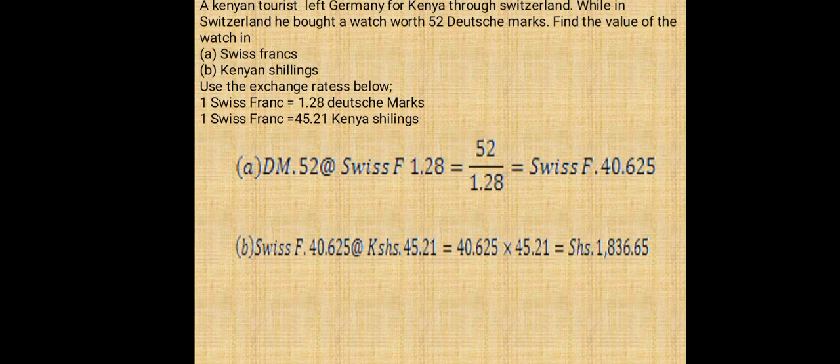A Kenyan tourist left Germany for Kenya through Switzerland. While in Switzerland, he bought a watch worth 52 Deutschmarks. Find the value of the watch in A. Swiss francs, B. Kenyan shillings. Use the exchange rates below. 1 Swiss franc is equal to 1.28 Deutschmarks. 1 Swiss franc is equal to 45.21 Kenyan shillings.